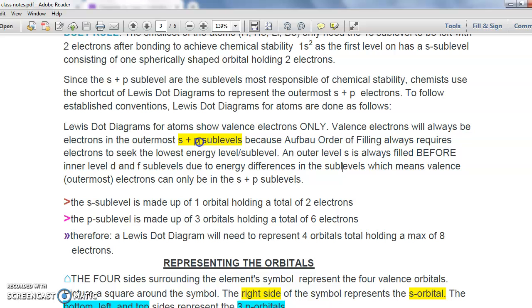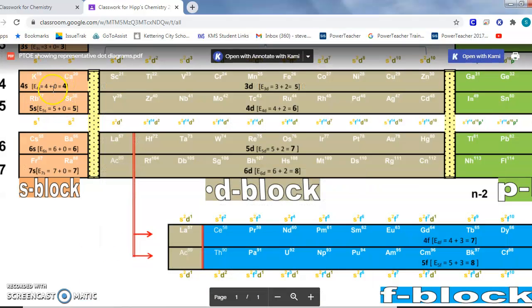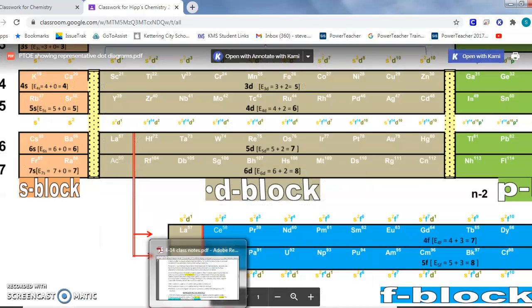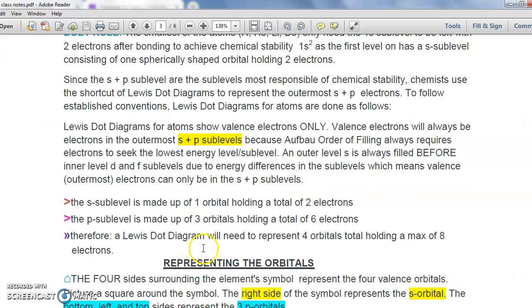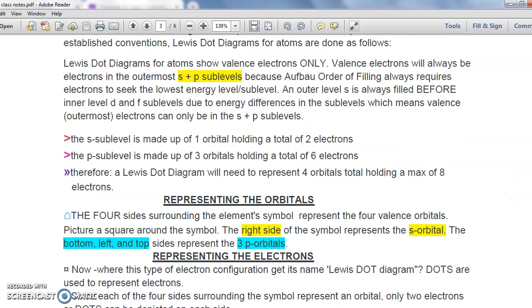How many electrons would we be talking about having to focus on? Well, the s sublevel, part of our valence, only has one orbital holding 2 electrons. Remember, there were 2 columns in the s part of the table. The s holds 2. There were 6 columns in the p part of the table. The p holds 6 electrons. It's made up of 3 orbitals, each holding 2 for 6. So the Lewis dot diagram would have to have a way of showing the 4 orbitals, the 1 s orbital and the 3 p orbitals, and would have to be able to have a way of showing 8 electrons.